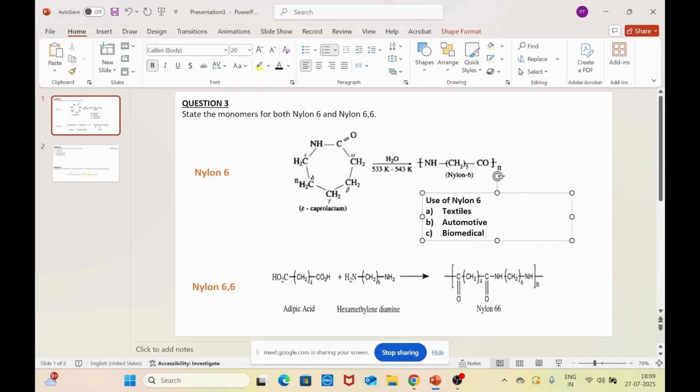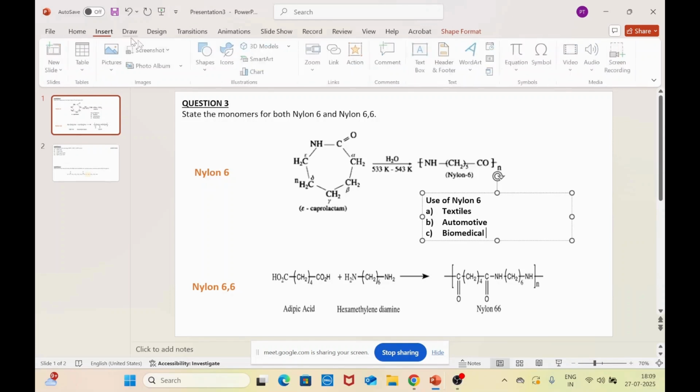Is it a polyester, like your terephthalic, I mean PET bottles? PET bottles, I hope everybody will be knowing. It is the terephthalic acid and the ethylene glycol that react together, the water gets eliminated, and they form a polyester. So similarly, what kind of polymer is this? Yeah, so it's a polyamide.